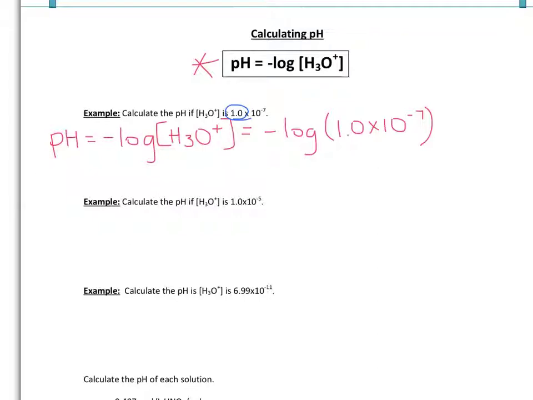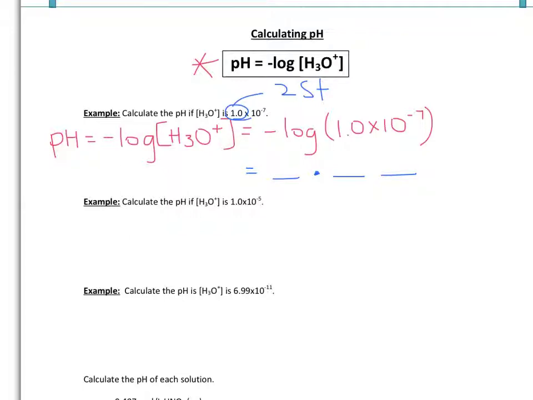For instance, look at the concentration 1.0 times 10 to the negative 7 and ask yourself, how many significant figures does this have? And you should see that this has 2 significant figures. Therefore, when you give a pH, I will be looking for 2 decimal places, meaning 2 numbers that come after the decimal place. So again, the rule is, when you're giving an answer for pH, it must have the same number of decimal places as there are significant figures in the concentration.